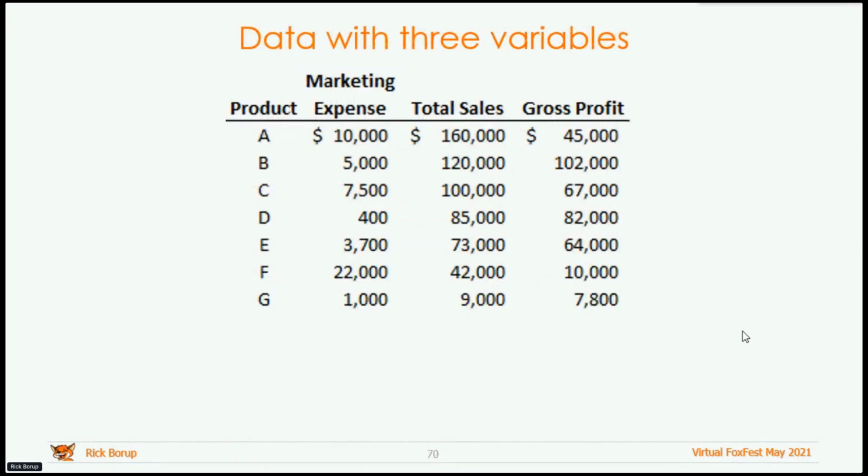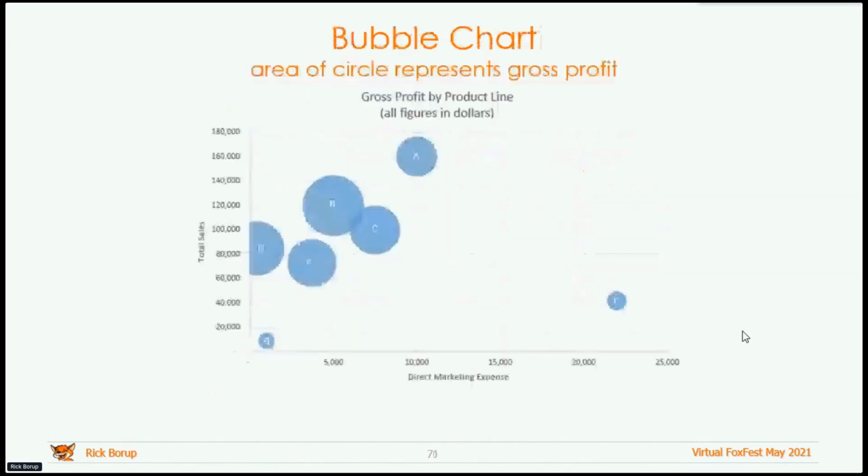If you have 3 variables, there's a thing called a bubble chart, and this is the data that's going to feed the next example. We have marketing expense as one variable over these 7 products. We have total sales, and we have gross profit for each product. Now you can look at those numbers, and you'd have to spend a little bit of time kind of ferreting out the actual meaning, but let's put them on a bubble chart.